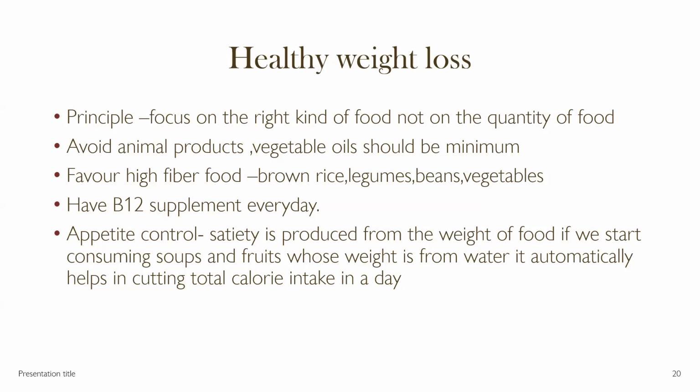Now if we choose vegetables and fruits, which give satiety, it is going to produce health, whereas the others are just going to lead to destruction of health. Now we should favor high fiber food, like brown rice, legumes, beans, and vegetables. B12 supplements have to be taken every day. Appetite control and satiety are produced mainly from the weight of food. If you start consuming soups and fruits whose weight is from water, it automatically helps in cutting total calorie intake in a day.